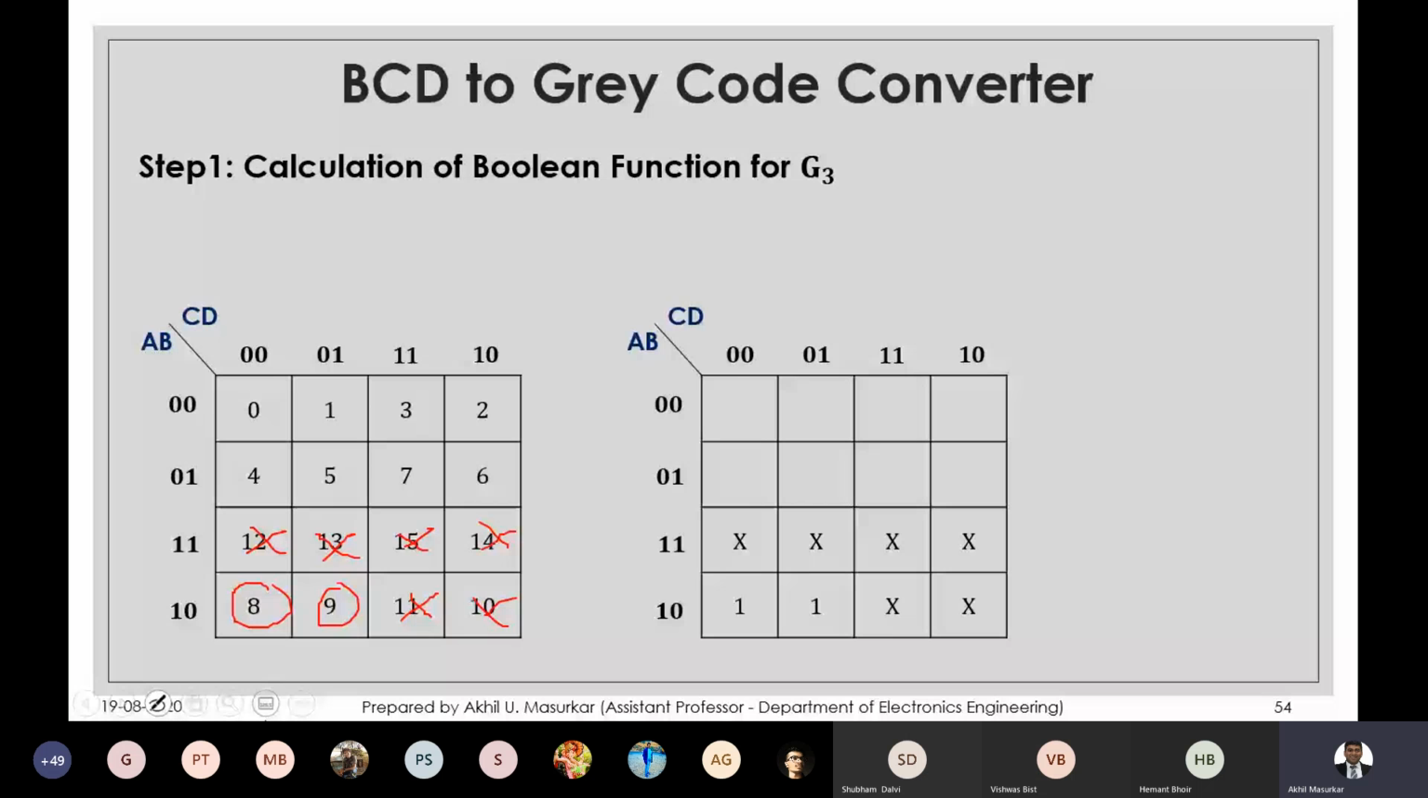Okay. So G3, one quad, one octave, and that is why out of A, B, C, D, three variables get eliminated, and what remains is only A. So G3 is equal to A.